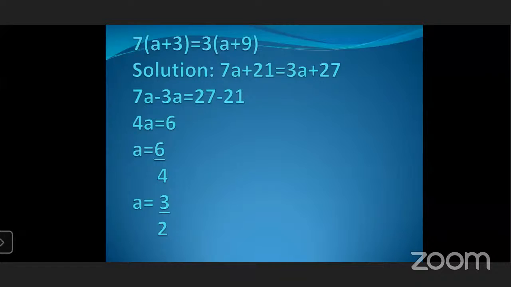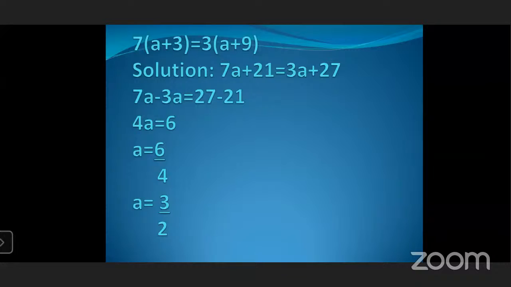7a, 3a which is on the right side, take all the a terms, the unknown terms, on one side. So 7a minus 3a, and the 21 which is on the left side, it is only a number, take it to the right. All the numbers you take to the right. Only the alphabet, or the variables, or the unknown should be there on the left hand side. It can be left hand side or right hand side, just one side, whichever. 7a minus 3a is equal to 27 minus 21.